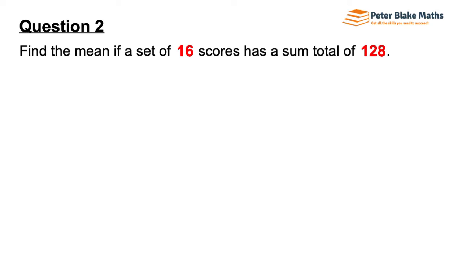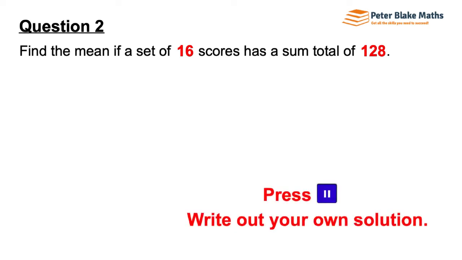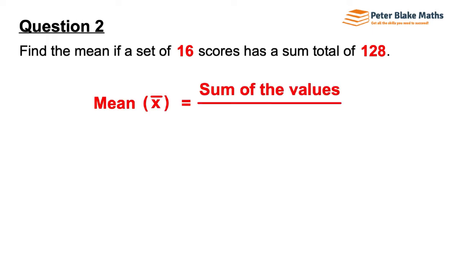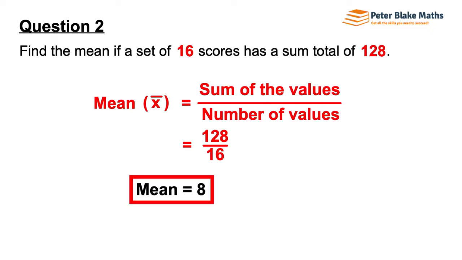Question 2. Find the mean if a set of 16 scores has a sum total of 128. Mean equals the sum of the values divided by the number of values. So we have 128 as the sum of the values, and we're told that there are 16 scores. So 128 divided by 16, we get a final mean of 8.